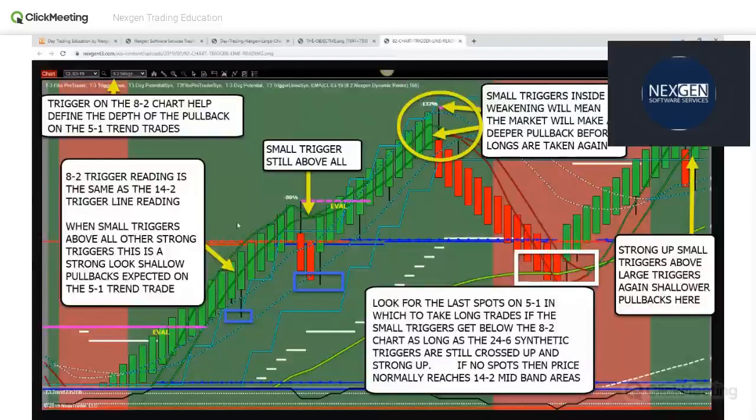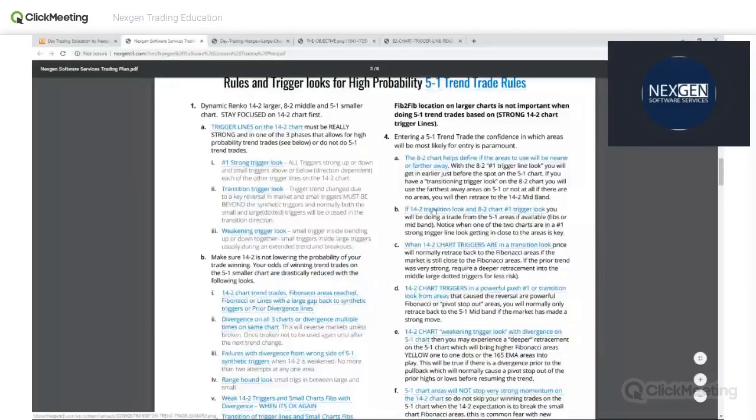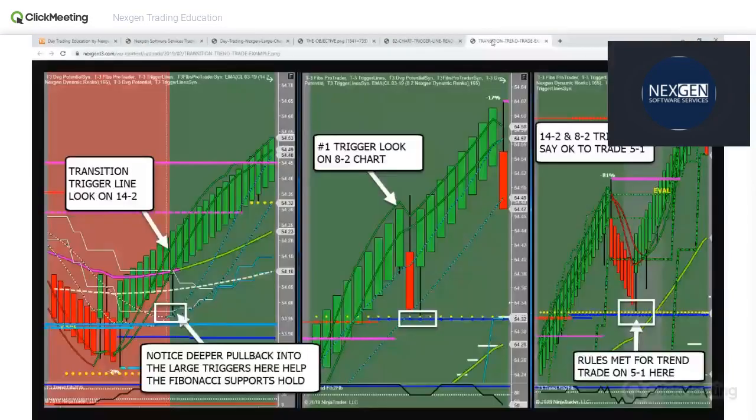And again, this is trigger line reading. Small triggers are strong above on the 8-2. We get shallow retracements on the 5-1. If the triggers get inside or below on the 8-2, we make deeper pullbacks. Again, same concept. If we have the 14-2 chart triggers agreeing and the 8-2 chart triggers agreeing, we can buy Fibonacci support and we can make some money most of the time.